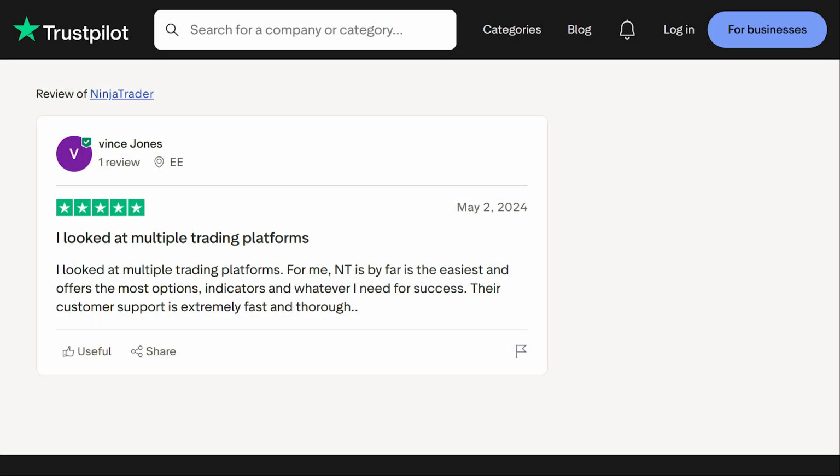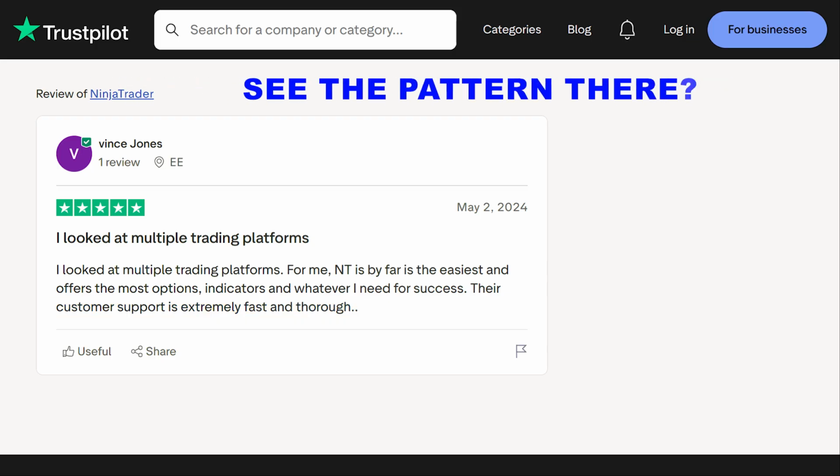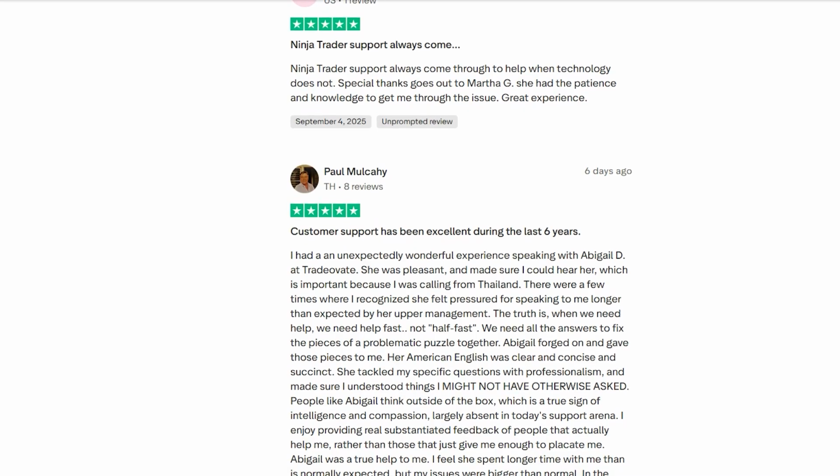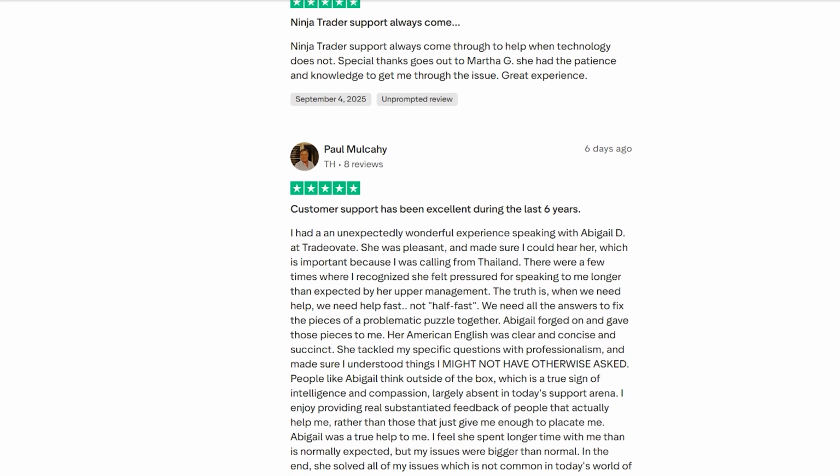There's also this other trader who said in his review that he looked at multiple platforms, and NinjaTrader was by far the easiest to trade with, and it offers the most options, indicators, and whatever he needs for success. He specifically mentioned their customer support being extremely fast and thorough. See the pattern there? NinjaTrader users talk about control, about tools that work, about support that actually helps.